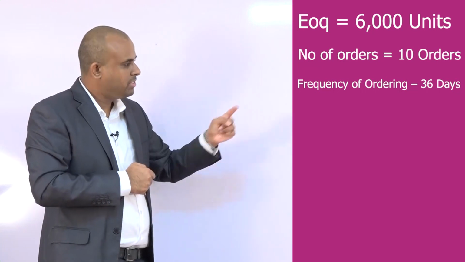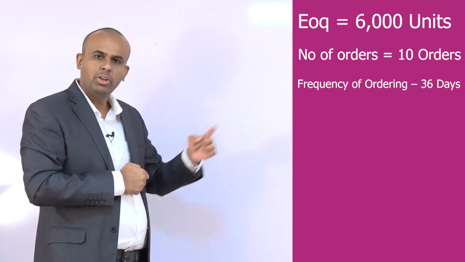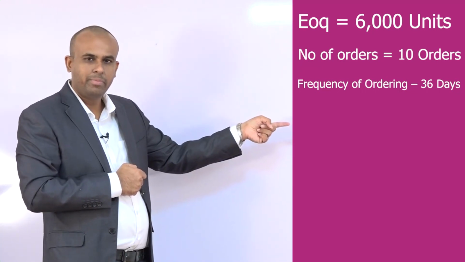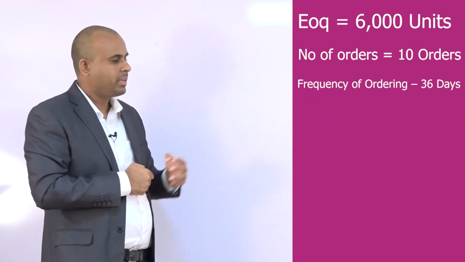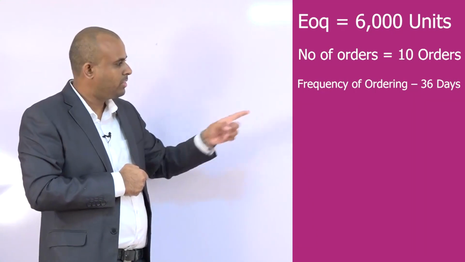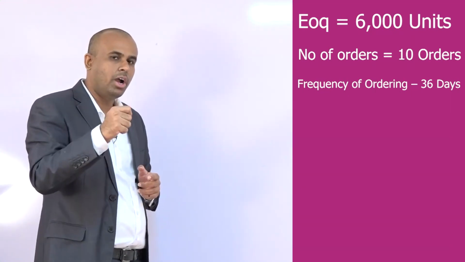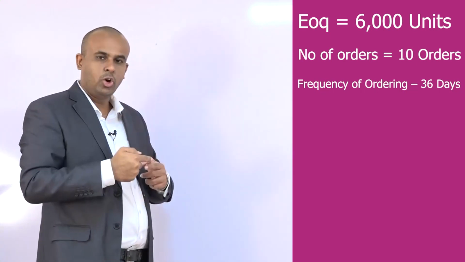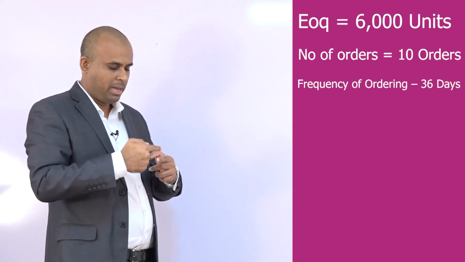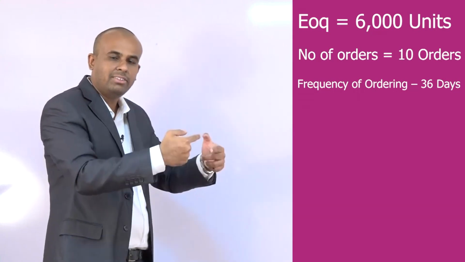And what is the frequency of ordering? What do you mean by this? Frequency of ordering: every after how many days do you need to place the order? According to this question, this business should place the order every after how many days? 36 days. You place the order today and after 36 days you place another order.